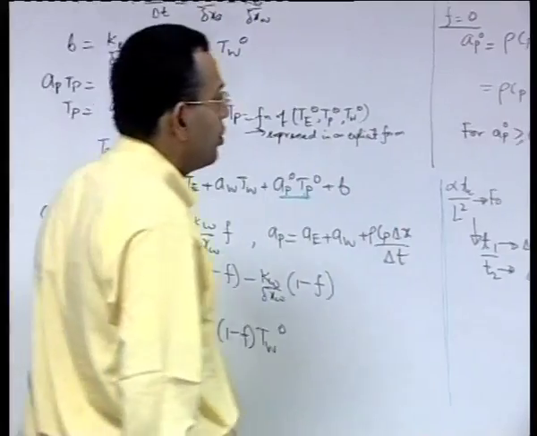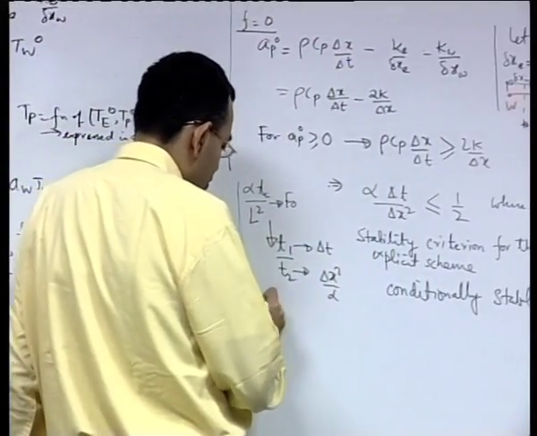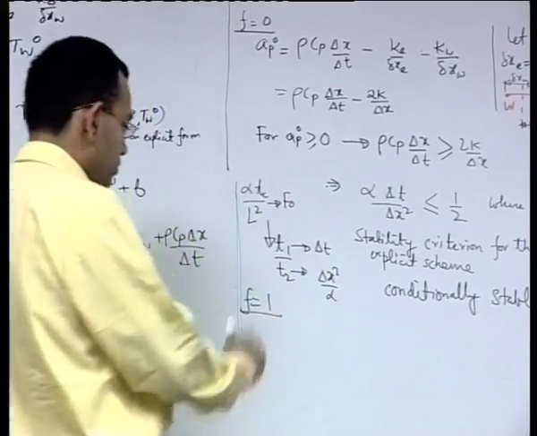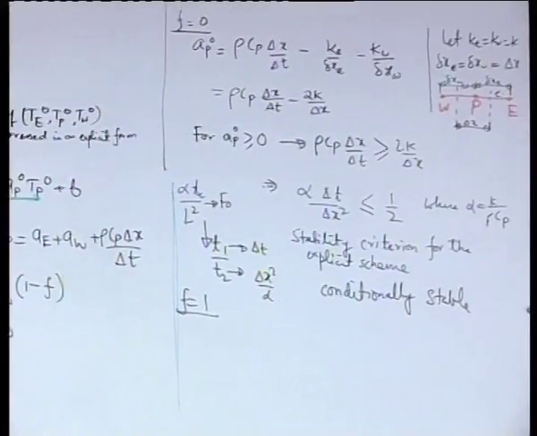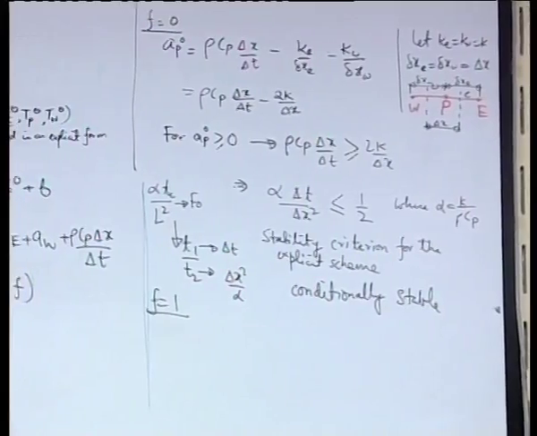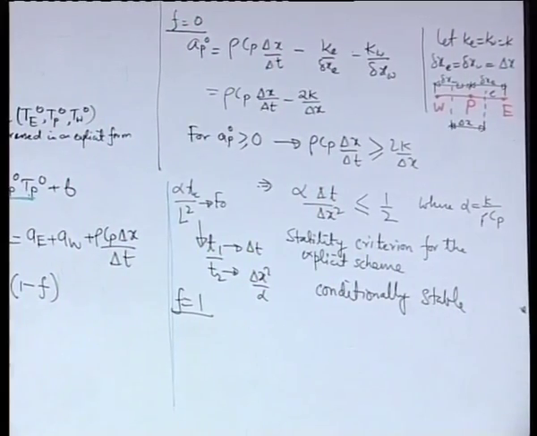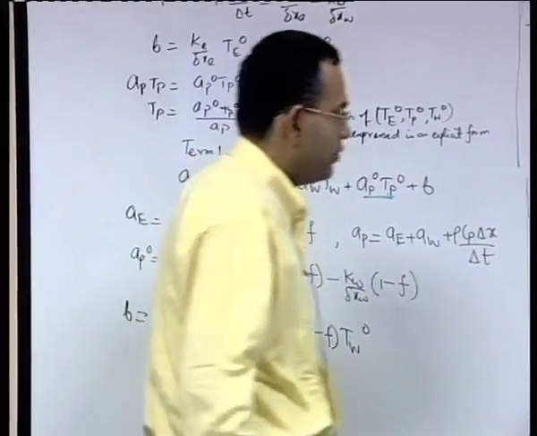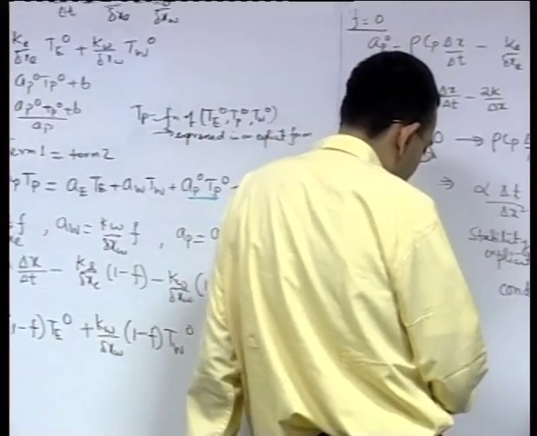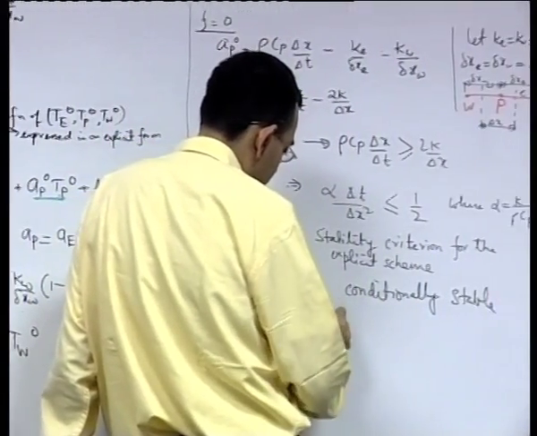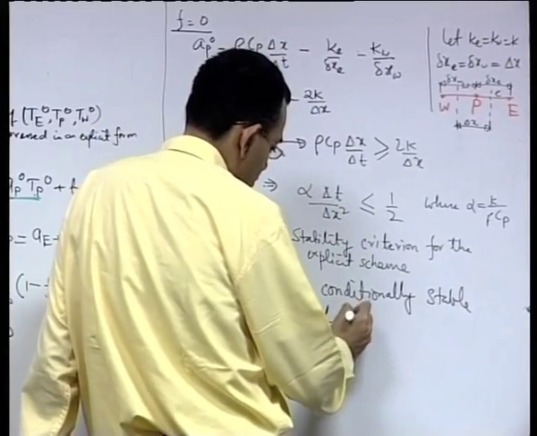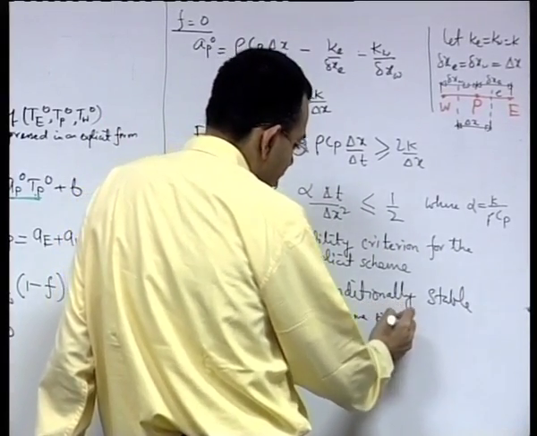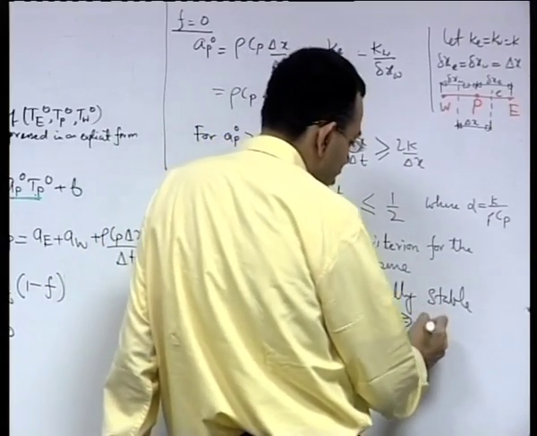Let us look into the case with f equal to 1. When f equal to 1, you can clearly see that these two minus signs go away and ap naught is positive. So all coefficients are of the same sign. That means it is unconditionally stable.